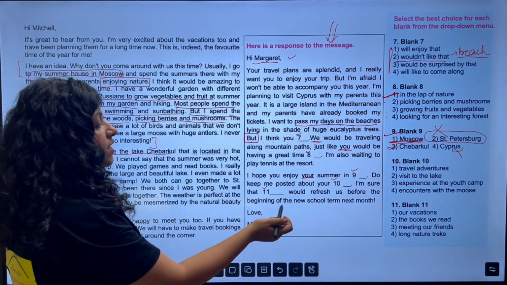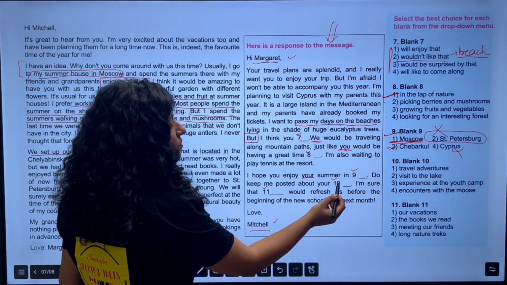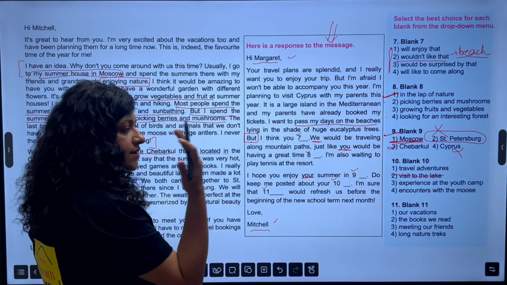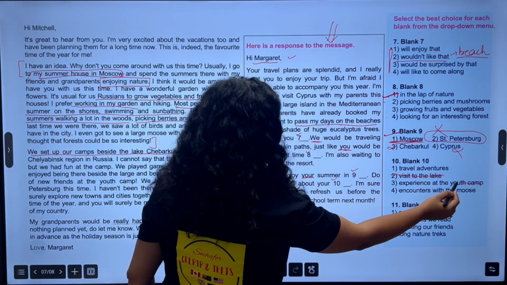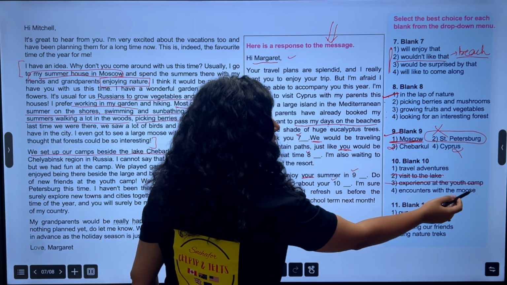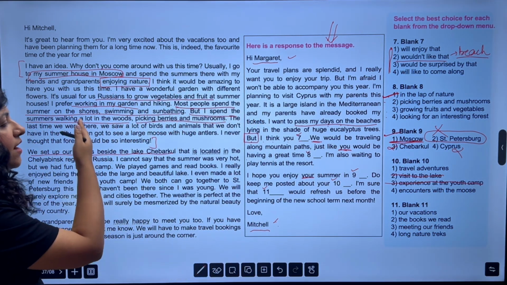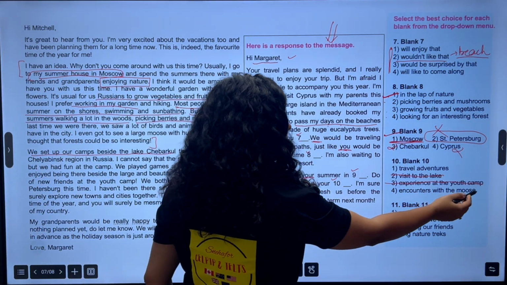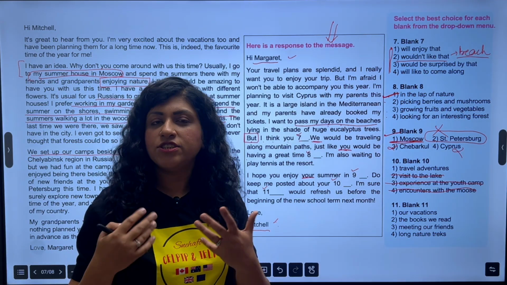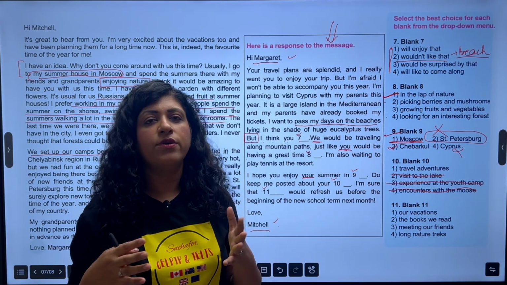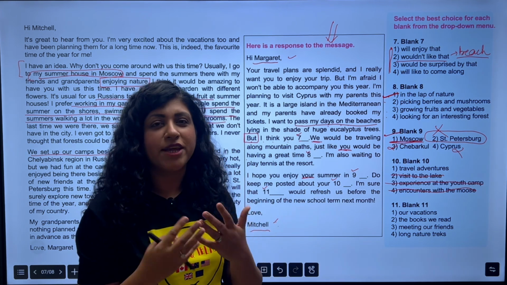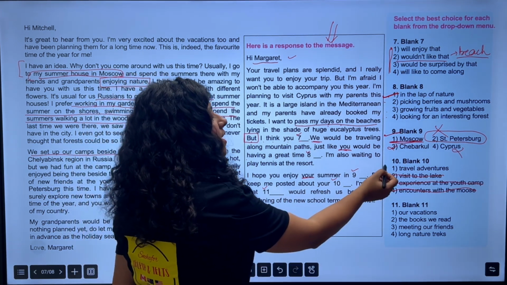So that would be, do keep me posted about your visit to the lake. No, she already went there, right? Experience at the youth camp, again, she already went there. She's not going to do it in the future. Encounters with the moose, again, it's an experience that she had in the past. So travel adventure makes sense. That means whatever activity she's going to do in the rest of the summer, keep on giving me updates related to that. So that would be your answer.